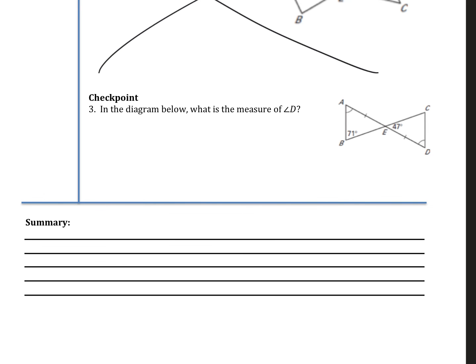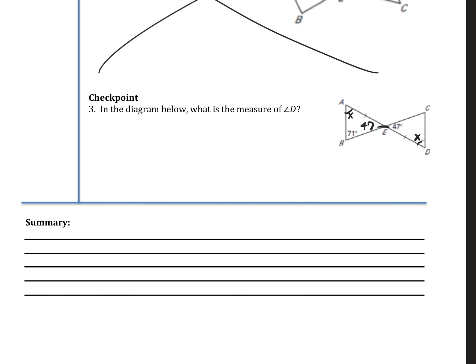All right, we're looking for measure of angle D, which is this one right here. This is X, okay? So let's see what we know here. This is also going to be X right here, right? Because these little arcs mean that they're congruent. What do we know about this angle right here? Well, that is 47 degrees. It is vertical angles with 47.